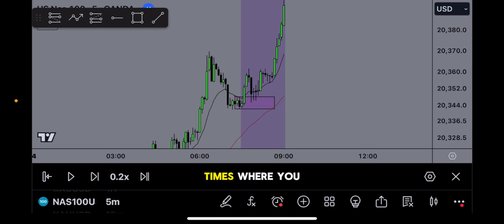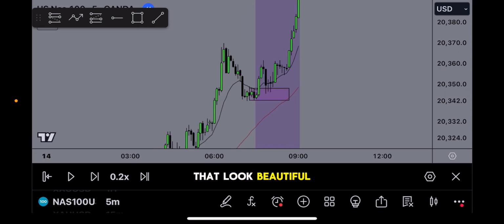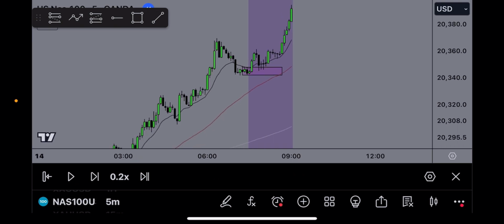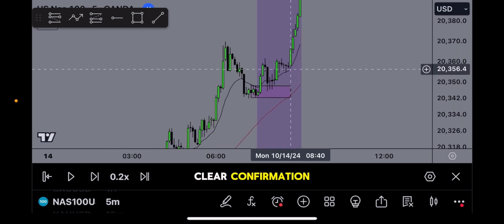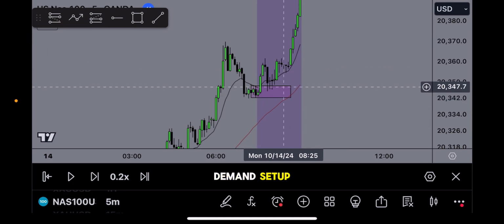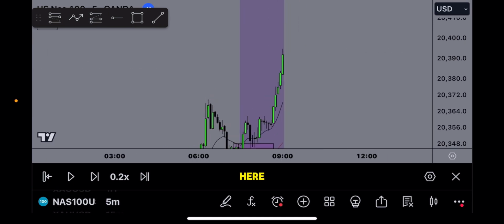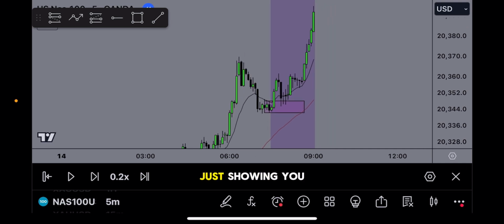So there's going to be times where you're going to have trades that look beautiful. They have all the confirmations. They look super clean, but they turn out to be losing trades. And you're going to have trades at times where the 3 MAs are all messed up, not looking organized at all or where they're supposed to be, not above or under price, right? There's no clear confirmation, no clear high probability supply or demand setup, and the trade will win, just like it did here. So just showing you there's going to be times where you will win and you will lose. At the end of the day, it's not you.